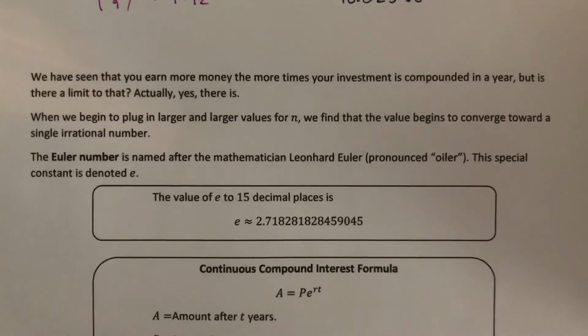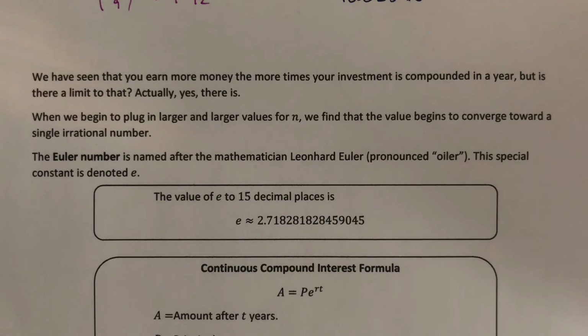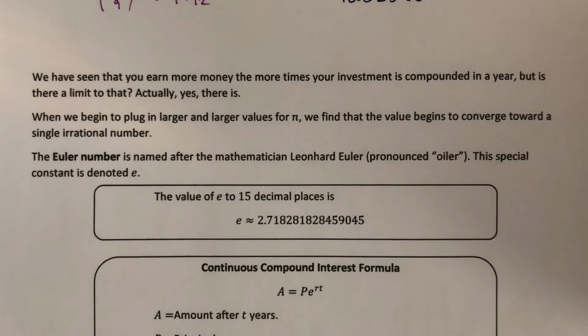Okay, now we've seen that you earn more money the more times your investment is compounded in a year. But is there a limit to that? Okay, so compounded daily is better than weekly, but hourly would be better than daily, and minutely would be better than hourly. Every second would be better, nanosecond, millionth of, how far down does it go? There is a limit to that. And this will become more and more apparent as you go into calculus. But the larger the value of n, we'll find that things start to converge. I mean, they'll get closer and closer and closer to the same number.